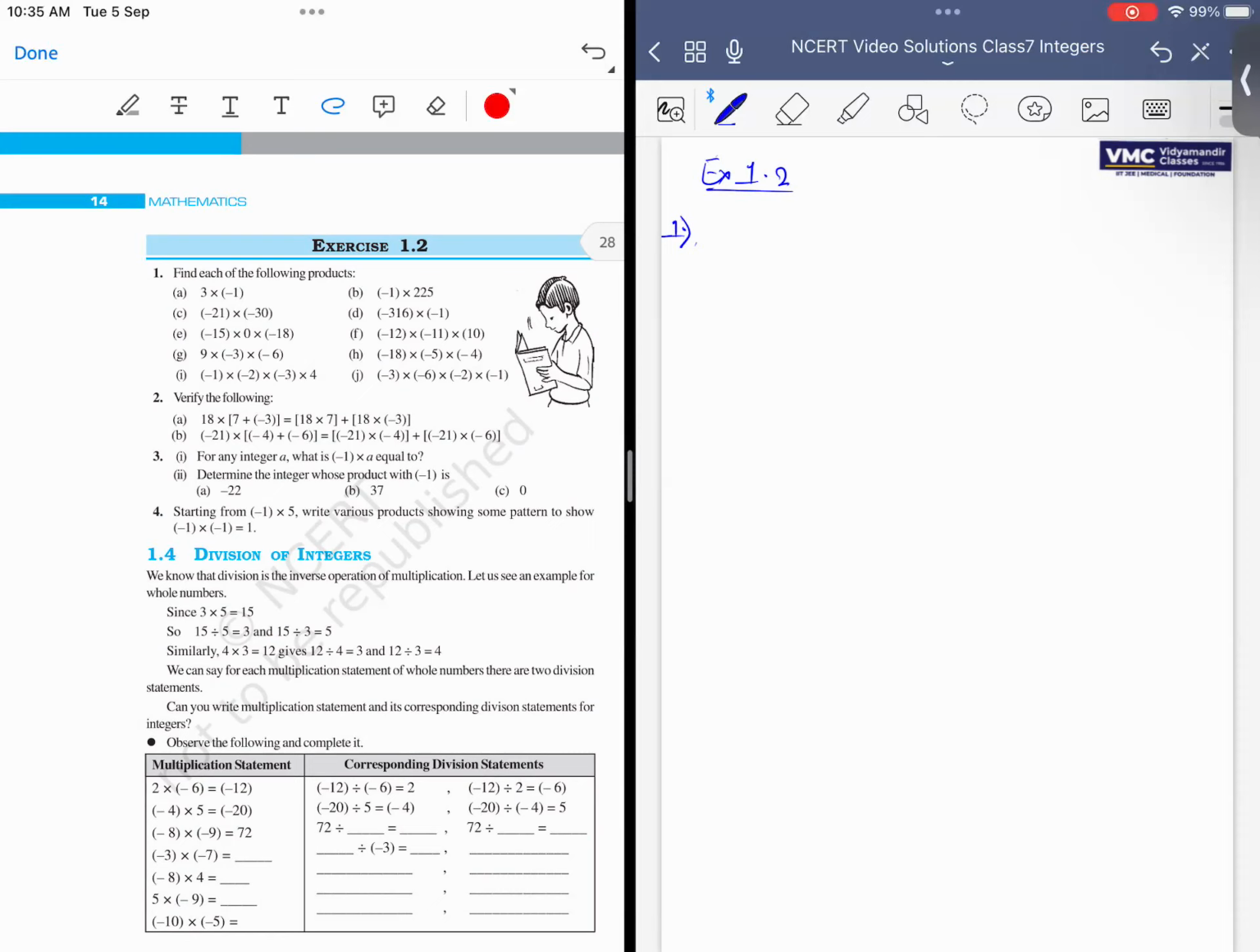So we know, how do we multiply two integers? A into B, their product, we just multiply without sign, and then we decide the sign. If a negative integer and a positive integer are multiplied, we get negative, and if a negative times negative, it is positive.